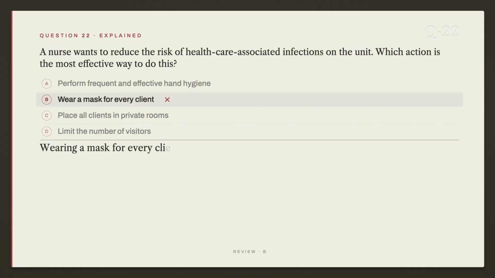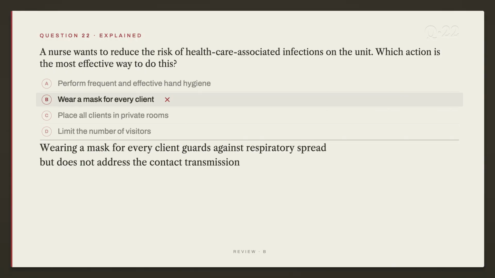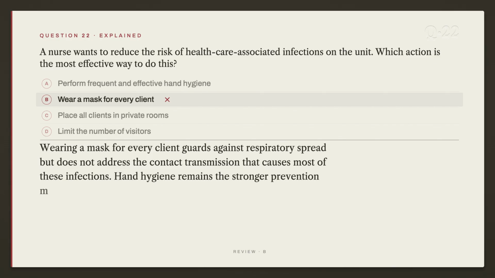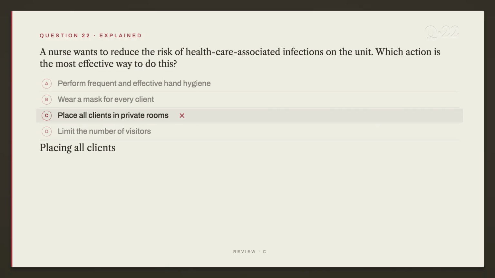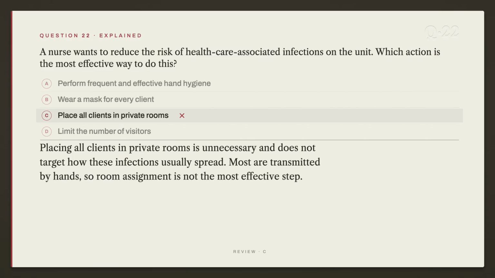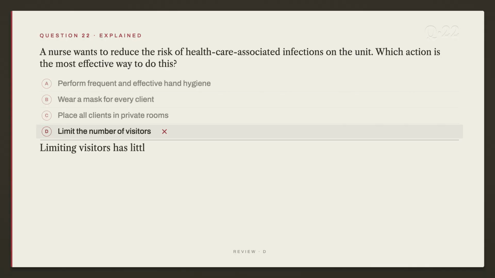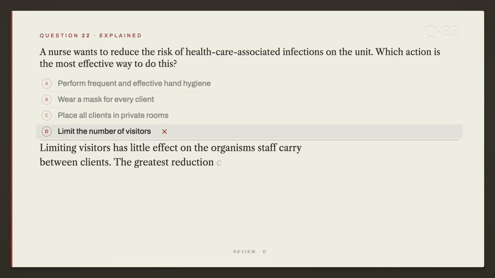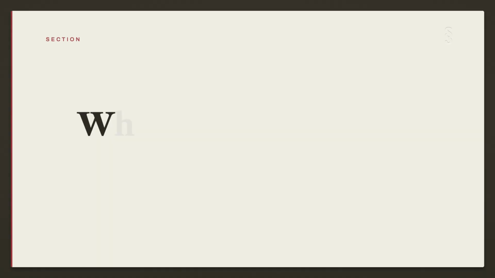B is wrong because wearing a mask for every client guards against respiratory spread, but does not address the contact transmission that causes most of these infections. Hand hygiene remains the stronger prevention measure. C is wrong because placing all clients in private rooms is unnecessary and does not target how these infections usually spread. Most are transmitted by hands, so room assignment is not the most effective step. D is wrong because limiting visitors has little effect on the organism staff carry between clients. The greatest reduction comes from clean hands, not from controlling how many people enter the unit.